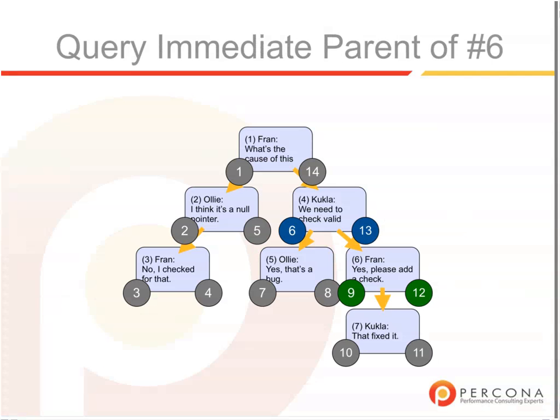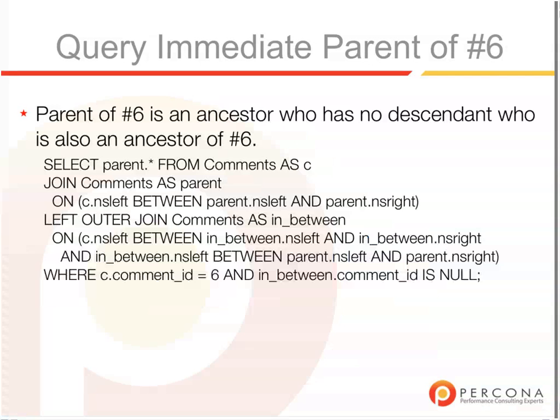What's even more tricky is to query the immediate parent. We don't want to see all the ancestors. We just want to know the immediate parent of a given node. So number 6 says, Fran, yes, please add a check. We want to get back just the immediate parent. Number 4, Kukla, we need to check valid input. And unfortunately, this is what that SQL looks like. So the parent of number 6 is the ancestor who has no descendant who is also an ancestor of number 6, which is a little bit twisty in a way of thinking of it, but it does work.